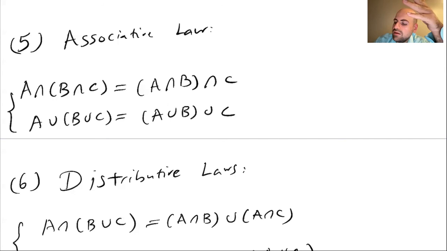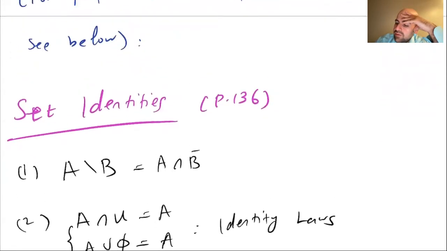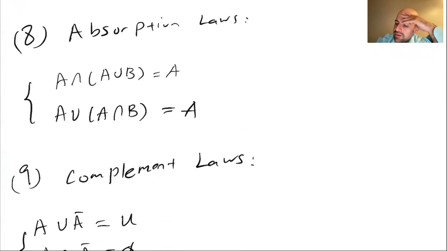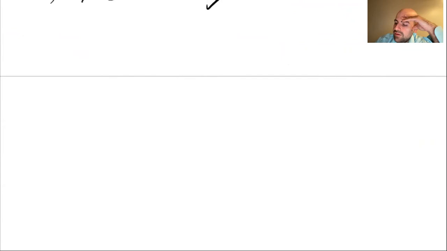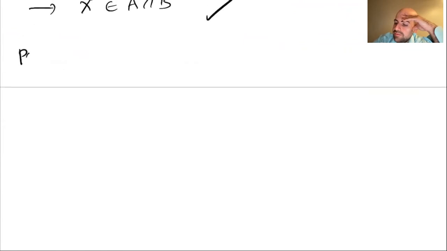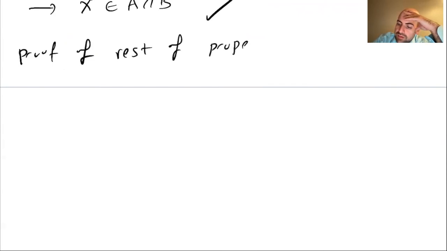How can you do that? Well, if you take one element in the left-hand side, show that it has to belong to the right-hand side. Also, if X belongs to the right-hand side, it has to belong to the left-hand side. Well, that's all you need to do for every one of these properties. Okay, so proof of the rest of properties: exercise.